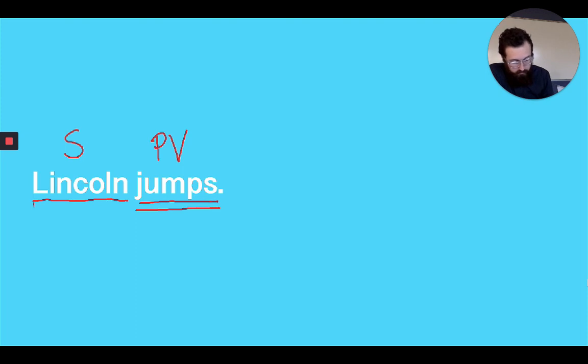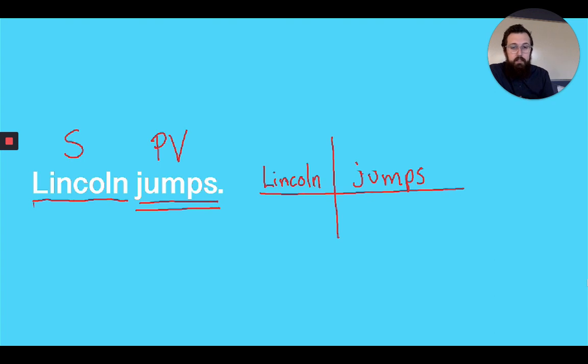Now the diagram. Remember, baseline, subject, vertical line, verbs. And that's our diagrammed sentence.